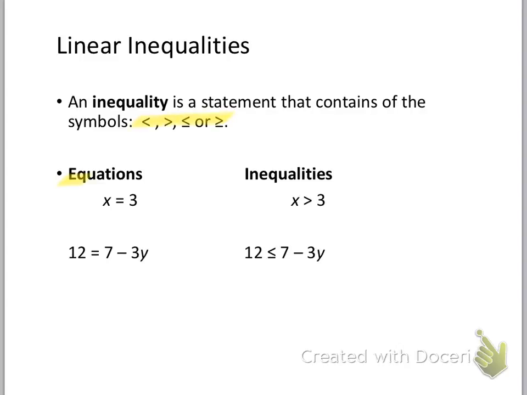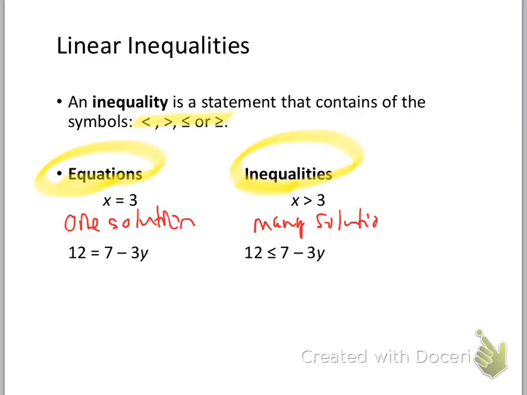So, we've got equations and inequalities. They're very, very similar. However, an equation only has one solution, and an inequality has many solutions. There's just a limit to where they stop. The way we solve equations and inequalities is also very similar. We go backwards through PEMDAS.